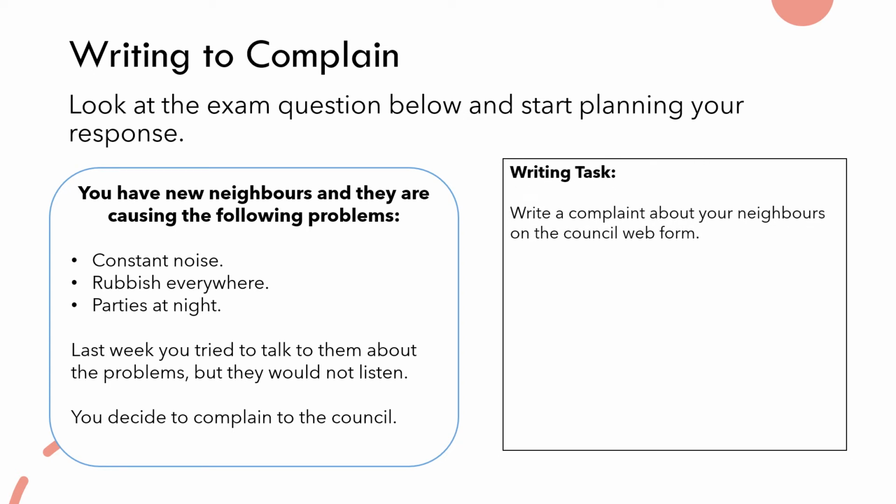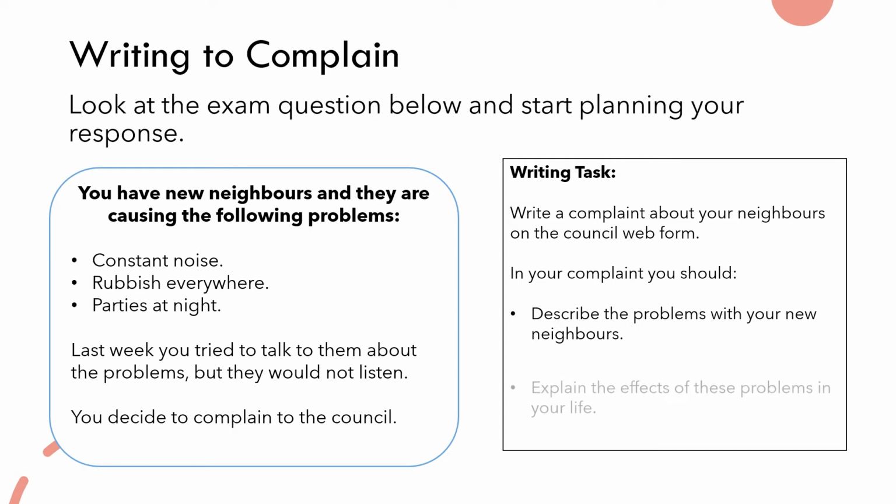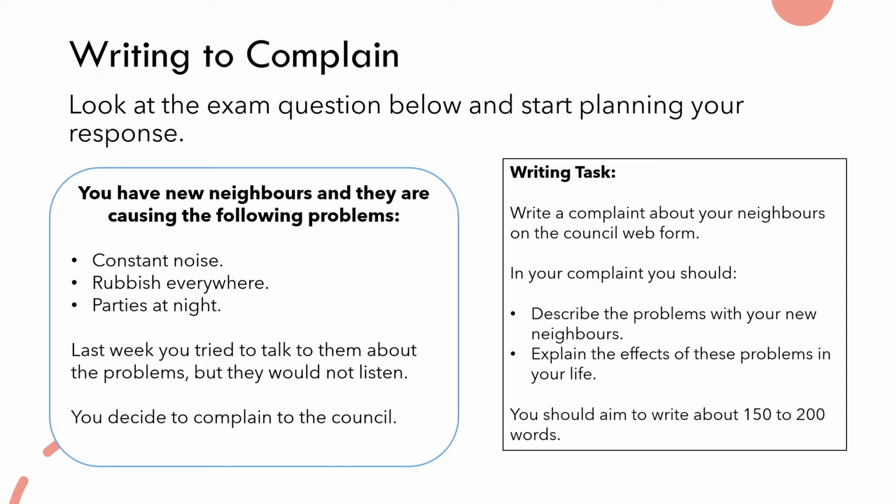So the writing task is this: write a complaint about your neighbours on the council web forum. In your complaint, you should describe the problems with your new neighbours, explain the effects of these problems in your life, and finally, you should aim to write about 150 to 200 words. Now, this is actually a typical example of the kind of thing you'd be expected to do for functional skills level 1. You can see there that it says 150 to 200 words, and that's typically the kind of amount that you're going to be expected to write for this level.